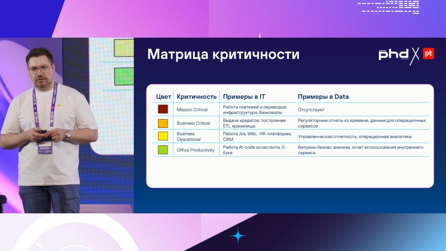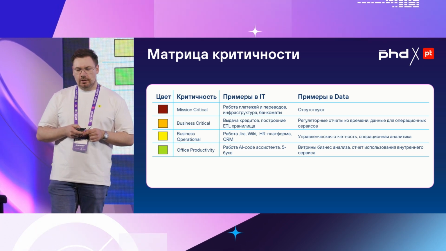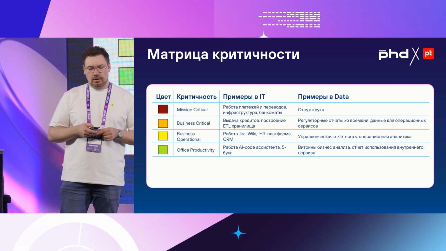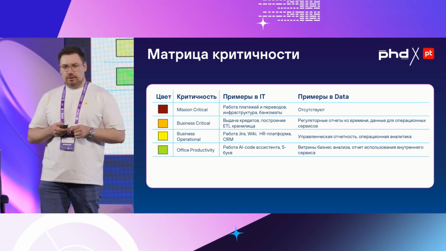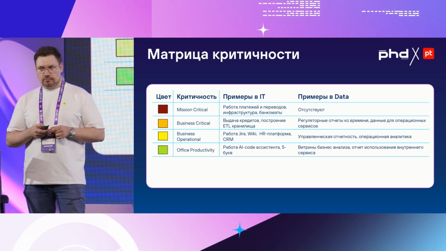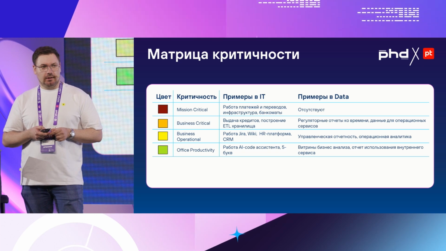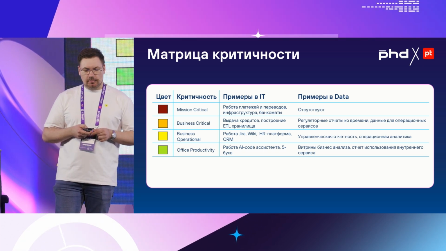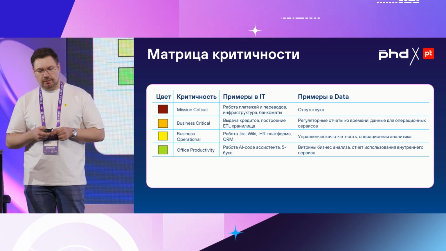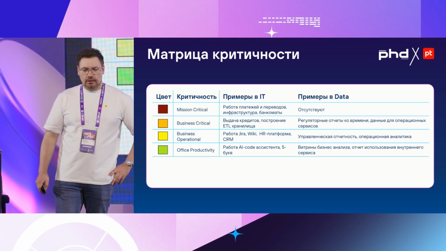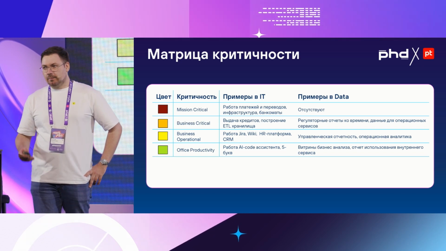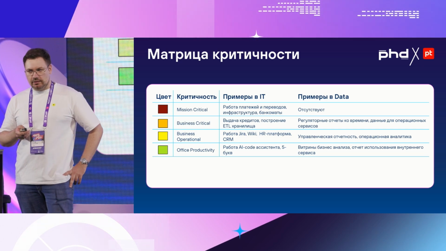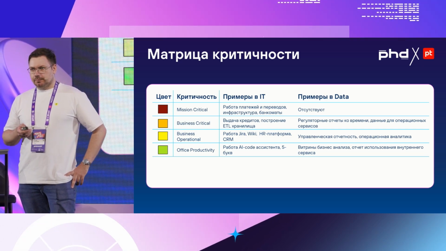And before we get started, I would like to introduce a few things. There is this thing called the criticality matrix, and this is the global benchmark. And the highest criticality is for the services where you can face the biggest losses. That is, in IT, the work of the payments, ATMs. In data, most of the time, we don't have such representatives.